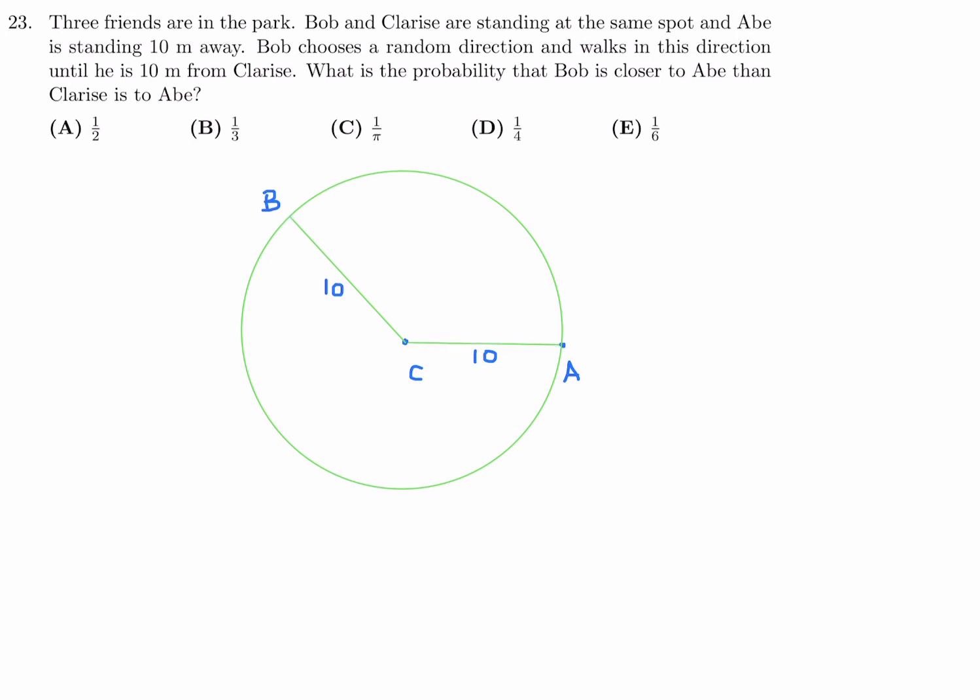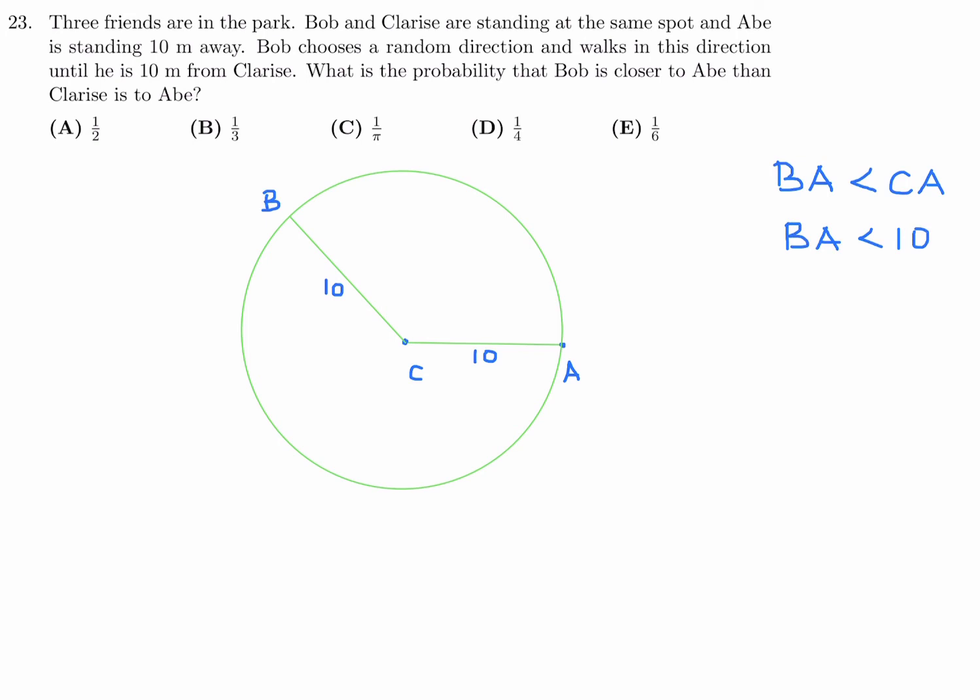So let's just write that here. We want the distance from B to A, which is BA, to be less than the distance from C to A, which is Clarice to Abe. And C to A we know is 10, so basically we'll want the distance to be less than 10.